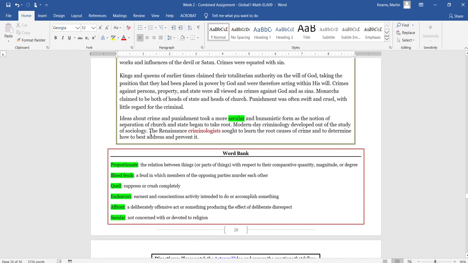Ideas about crime and punishment took more secular and humanistic form as the notion of separation of church and state began to take root. Modern-day criminology developed out of the study of sociology. The Renaissance criminologists sought to learn the root causes of crime and to determine how to best address and prevent it.